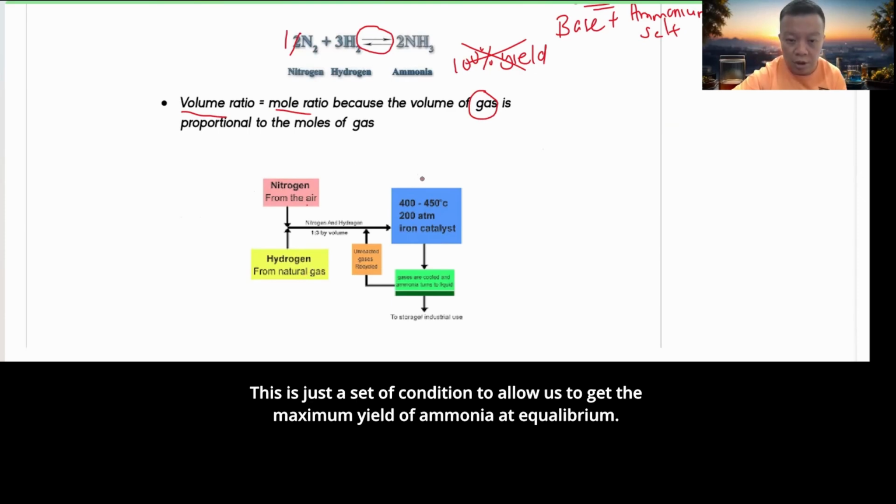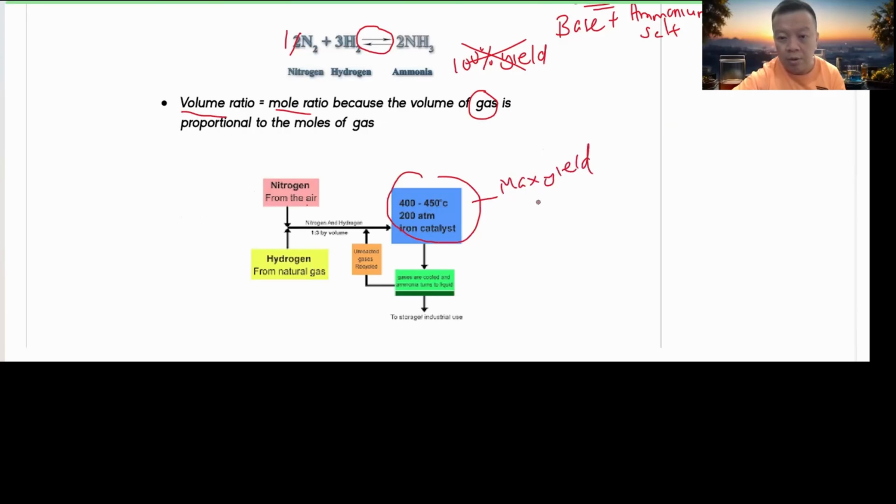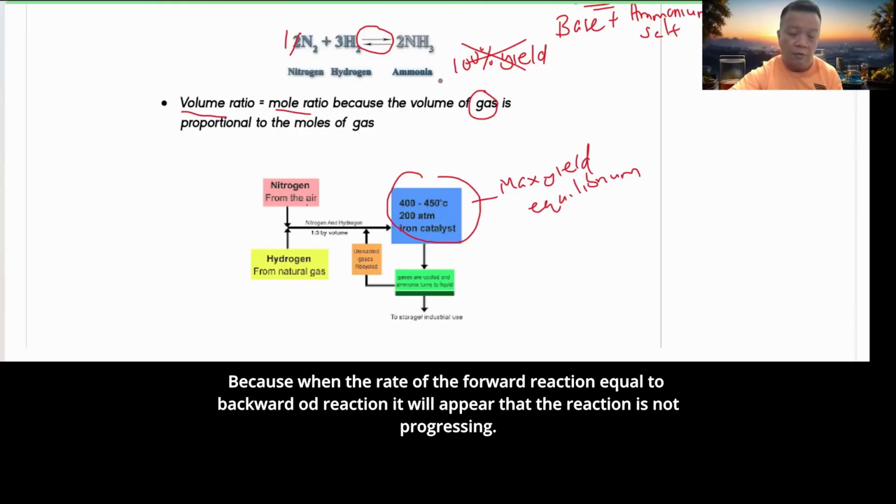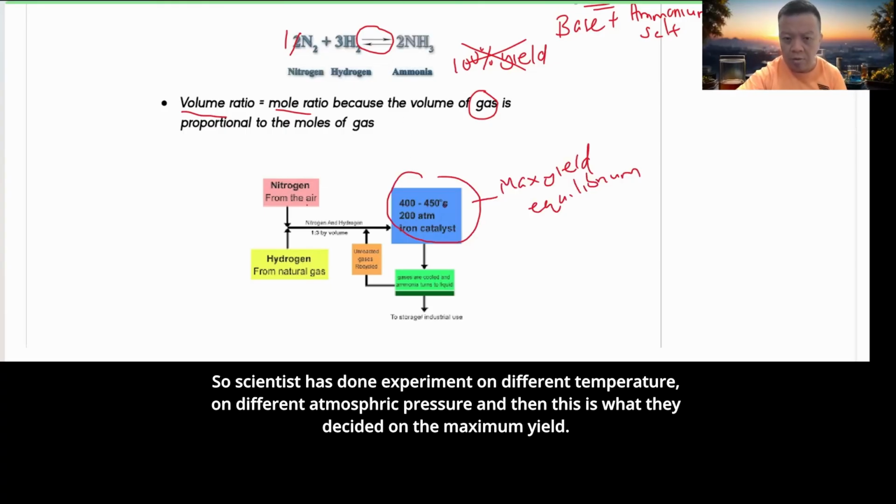This is a set of conditions to allow us to get the maximum yield of ammonia at equilibrium. When we say equilibrium, this is again general knowledge. It means that the rate of the forward reaction equals the rate of the backward reaction, so it will appear that the reaction is not progressing.